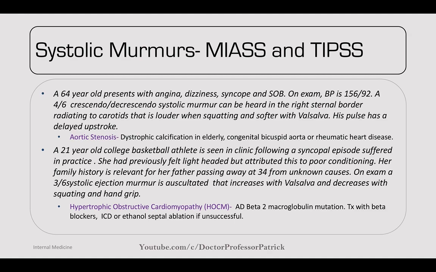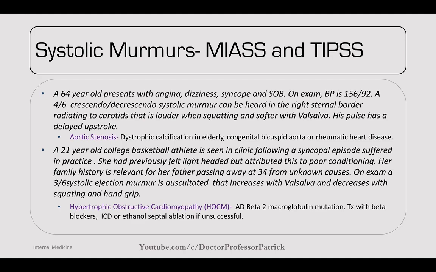And then the maneuvers that you can do here, louder when squatting is going to decrease the amount of blood that goes through, so increase the murmur. And then softer with Valsalva, which is once again going to decrease the preload. And then when there's less blood going through, you're going to hear the murmur less.